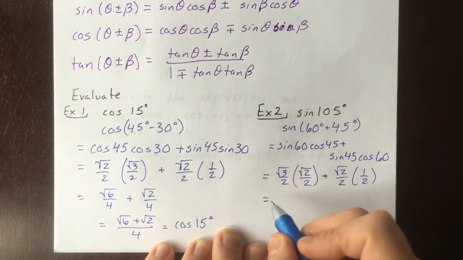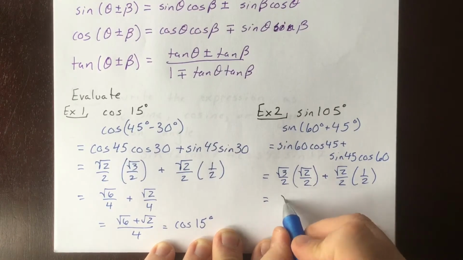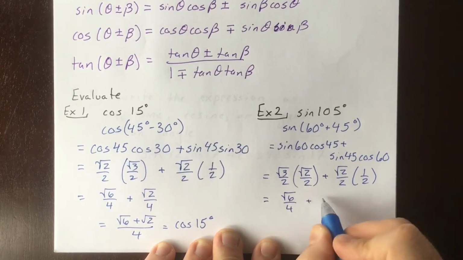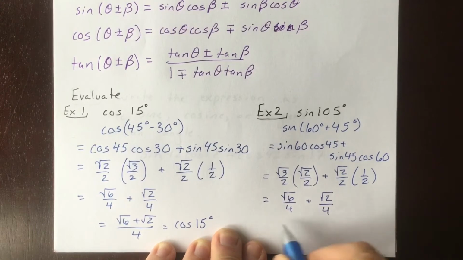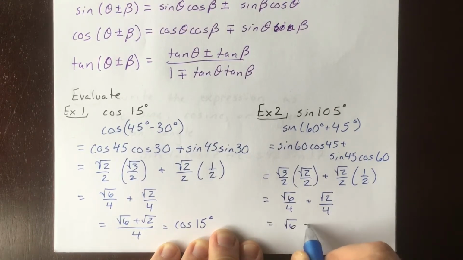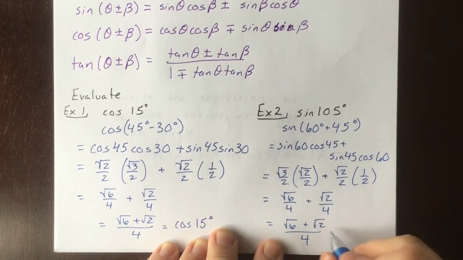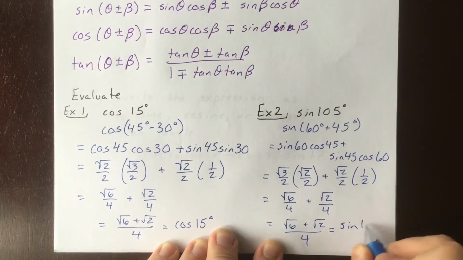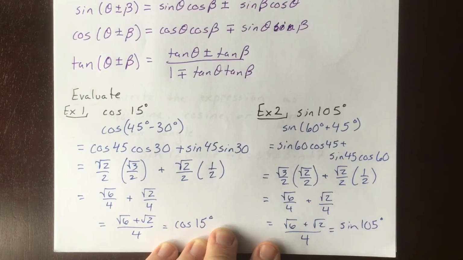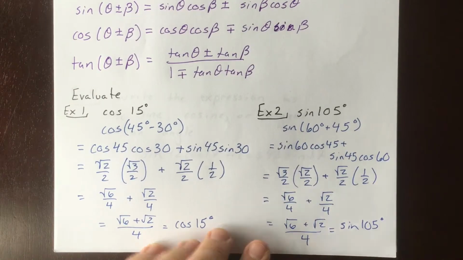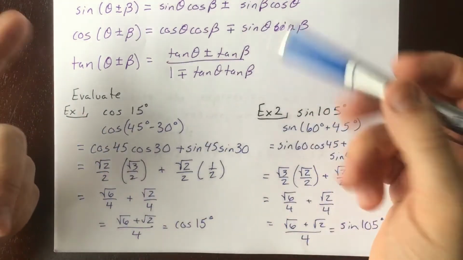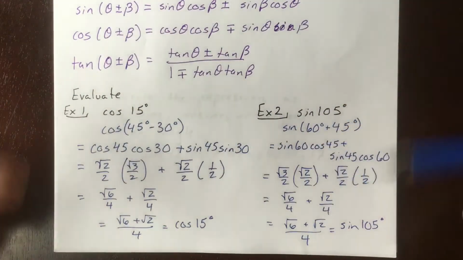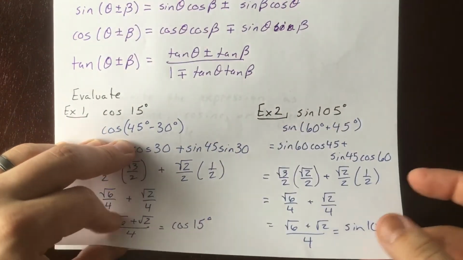It's looking very similar to what we just came up with. Square root of 6 over 4 plus square root of 2 over 4, which is square root of 6 plus square root of 2 over 4. Again, this is the sine of 105. So just knowing the correct identity and just plugging your numbers in. So let's see what else we have.